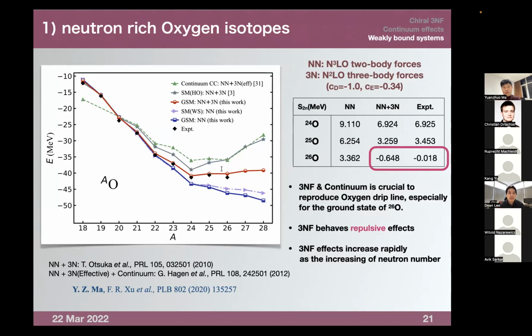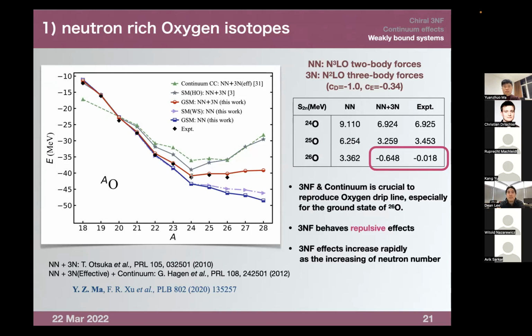This red line, which includes the continuum and the three-nucleon force, gives the unbound oxygen-26, which implies the right oxygen isotope for the dripline position is oxygen-24.